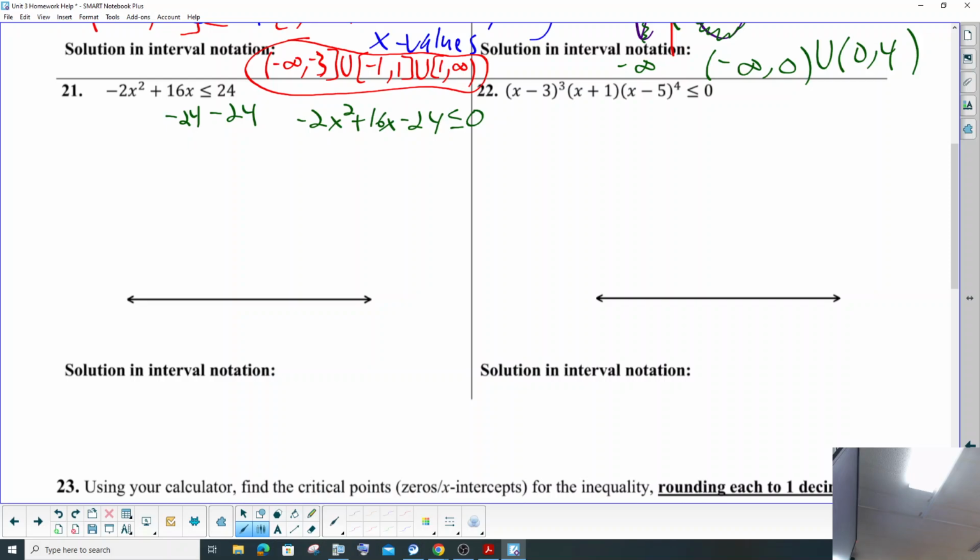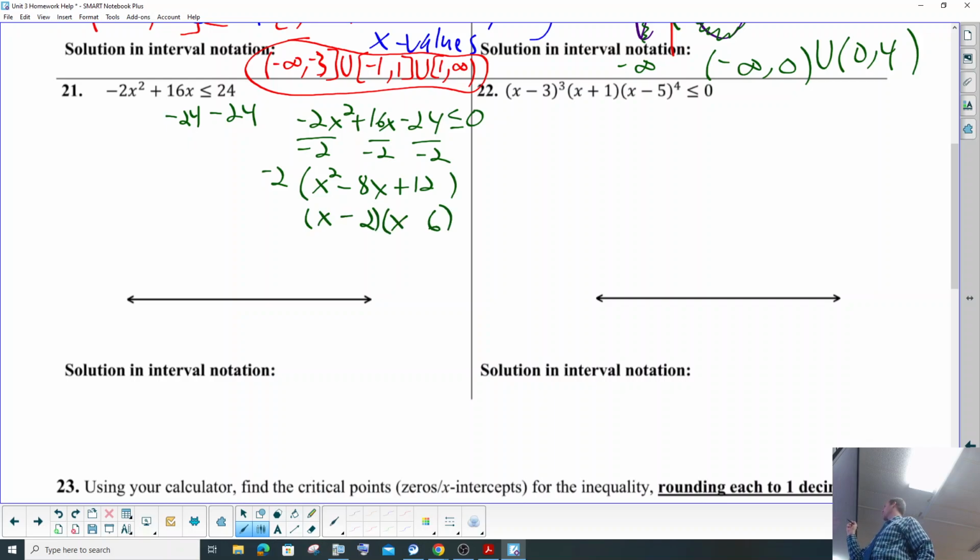Good, guys. Okay, so I want to factor that, but let's make it easier. Let's pull out the -2. So when we pull out a negative 2, we're left with x squared minus 8x plus 12. And so that can factor into 3 and 4, but that can also factor into 2 and 6. Both negative. Good.